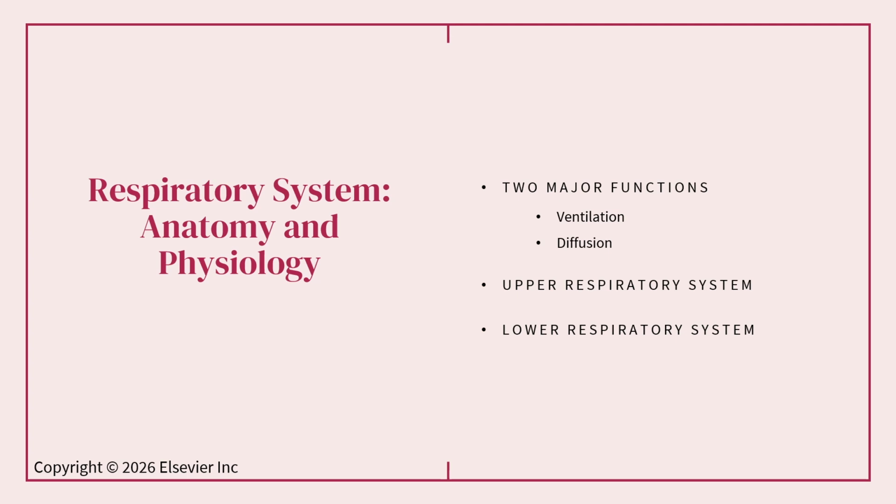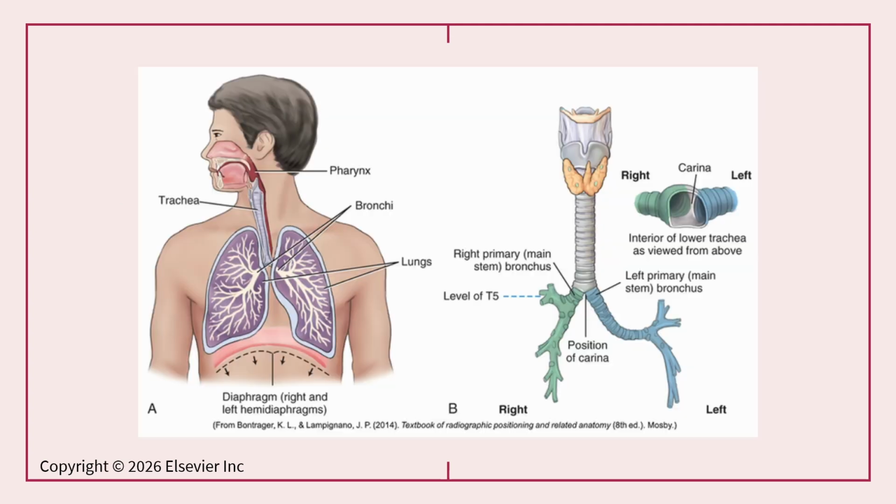The respiratory system has two major functions, ventilation and diffusion. Ventilation is moving air in and out of the lungs, while diffusion is exchanging oxygen and carbon dioxide between the lungs and bloodstream. The upper respiratory system includes the nose, mouth, pharynx, and larynx. The lower respiratory system includes the trachea, bronchi, alveoli, and lungs.